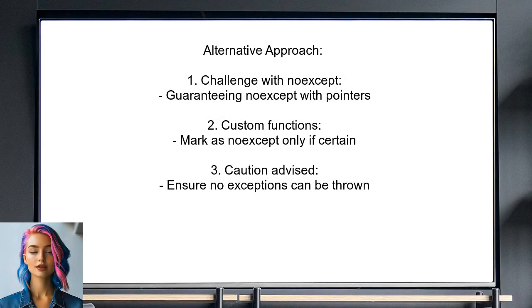One user points out a challenge with using noexcept. They ask how you can guarantee noexcept when passing things by pointers. They suggest that while you can mark your custom functions as noexcept, you should only do so if you're absolutely sure that no exceptions will be thrown.